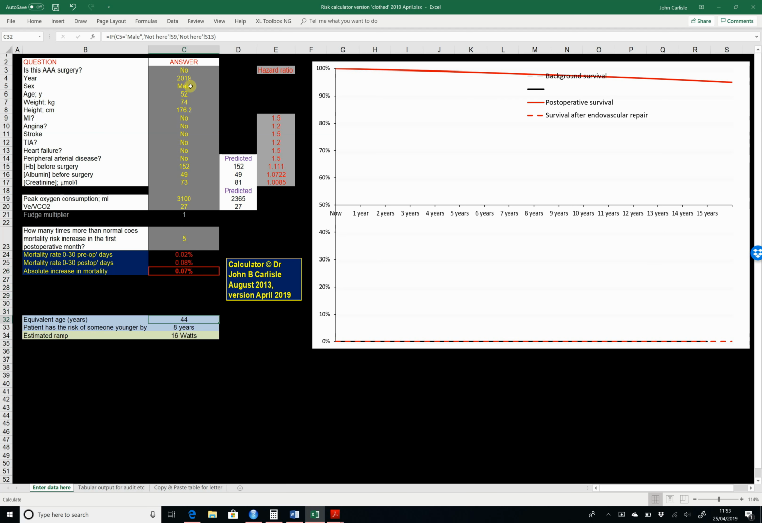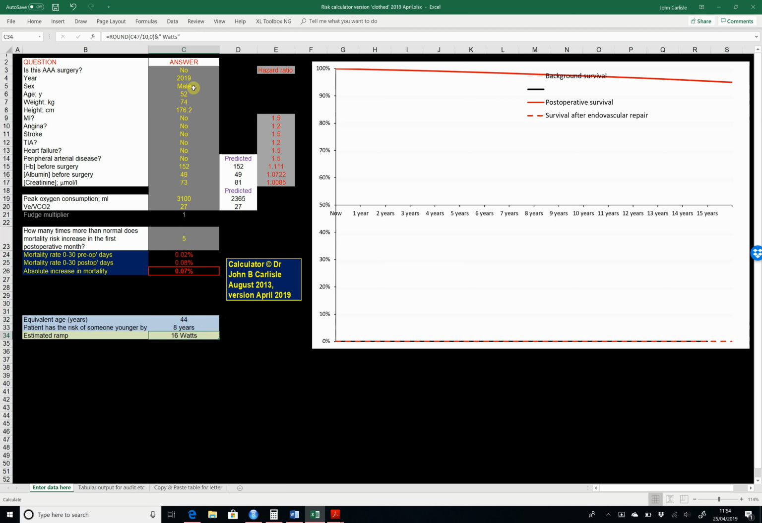So I've basically put myself in. I'm 52. Because my fitness is a little bit better than predicted, my risk of dying is sort of equivalent to the average 44-year-old man, so somebody 8 years younger. The estimated ramp is to help you decide what ramp to put the patient on. This would be too low for me, or rather I could pedal against it and I'll just keep on going for, I don't know, about 17 minutes or so.